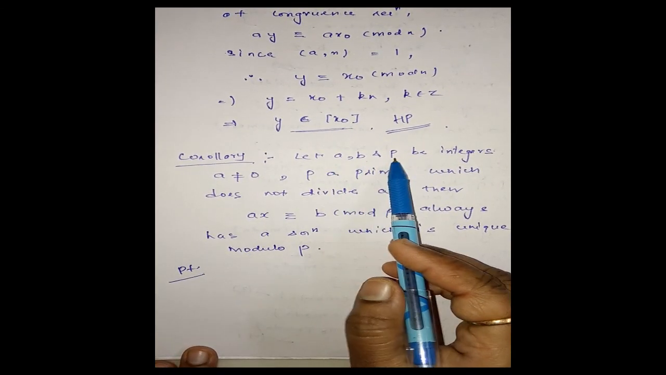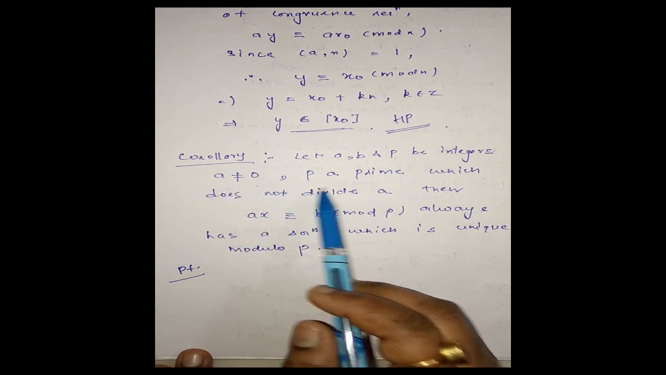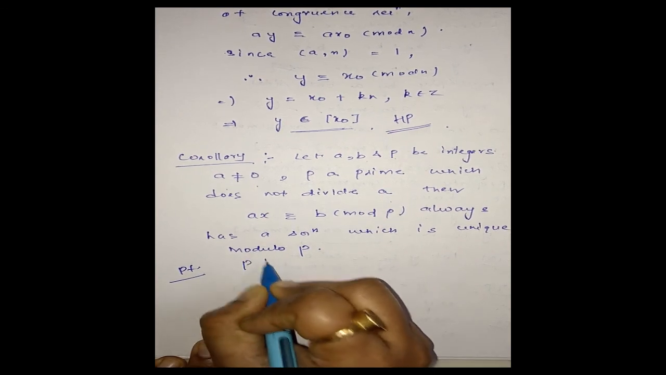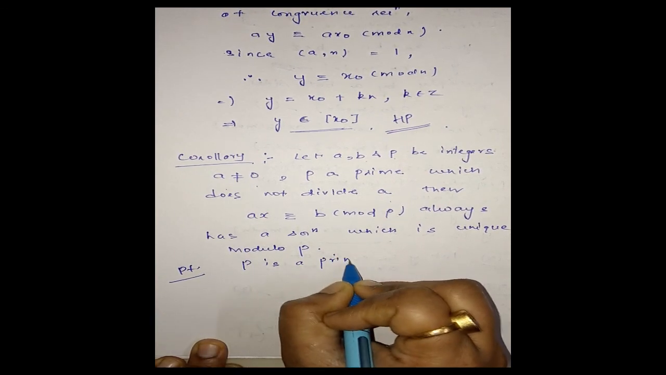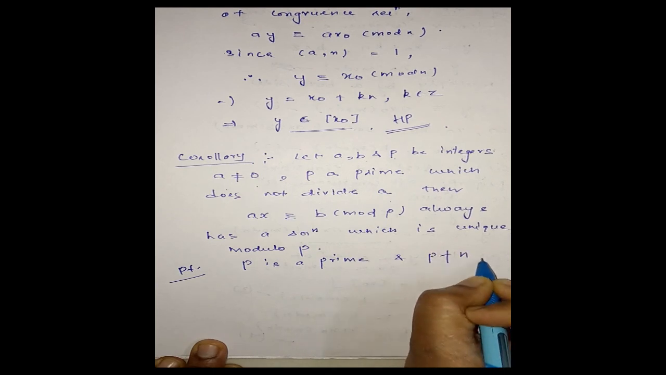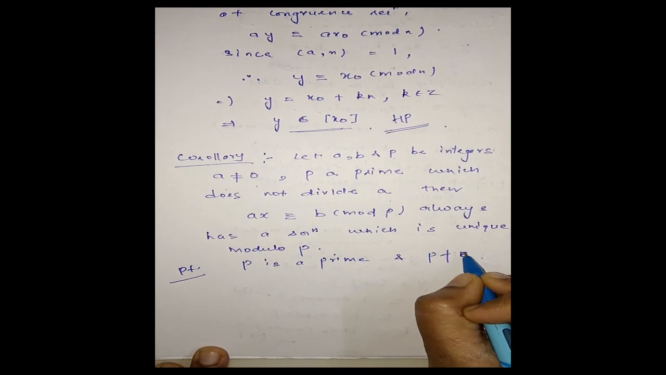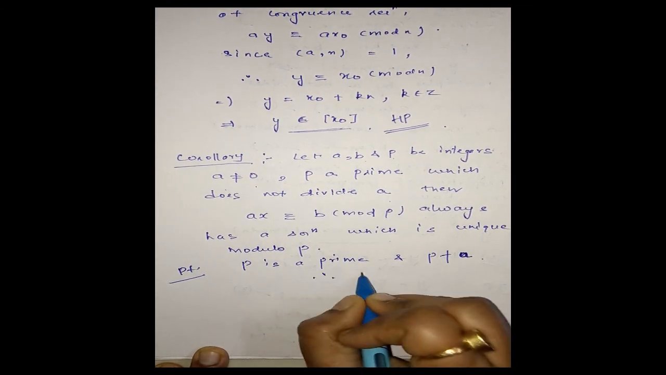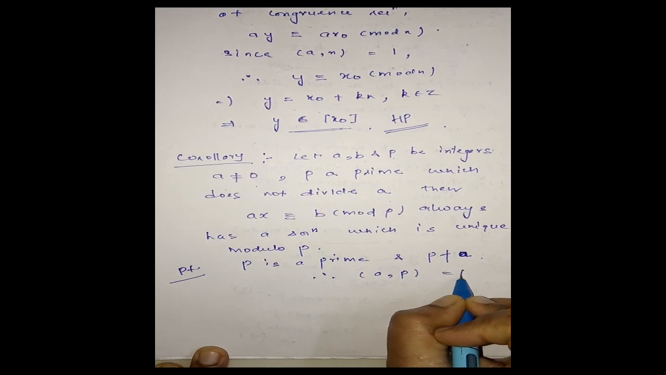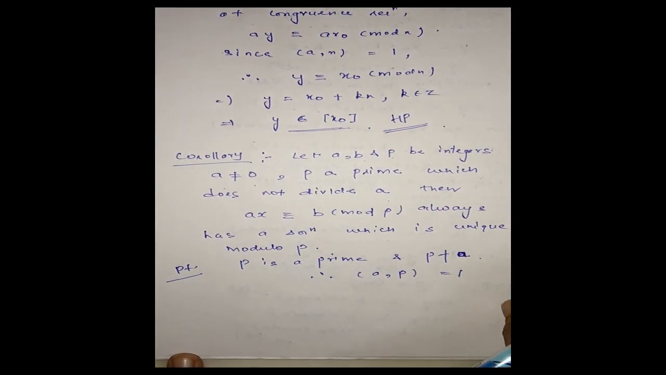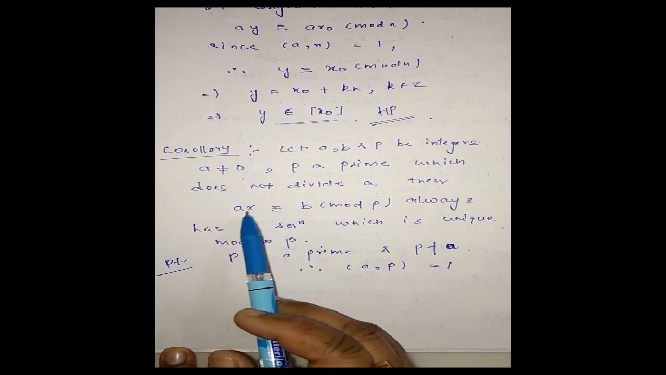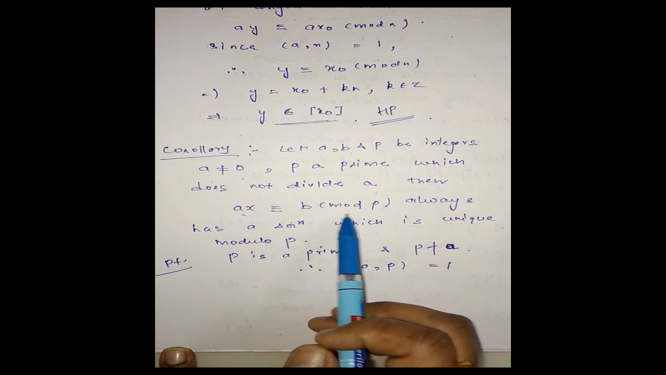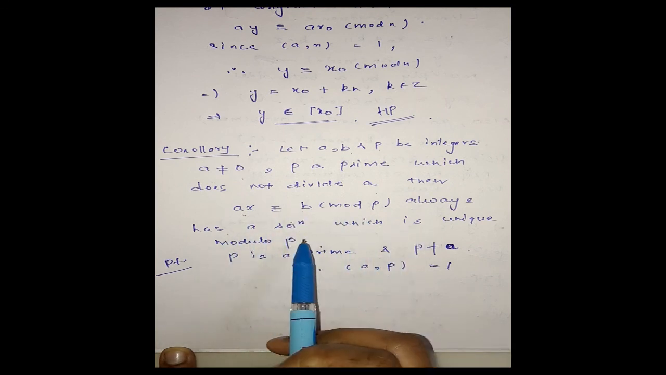Let A, B and P be integers where A is non-zero and P is a prime which does not divide A. Now P is a prime and P does not divide A. Therefore, GCD of A and P will be 1. Then we have to prove this congruence relation: the linear congruence Ax congruent to B modulo P always has a solution which is unique modulo P.